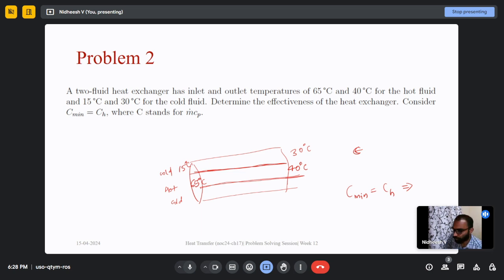Okay, shall we proceed to solve this problem? Take one more minute, and after that we will proceed to solve this problem.